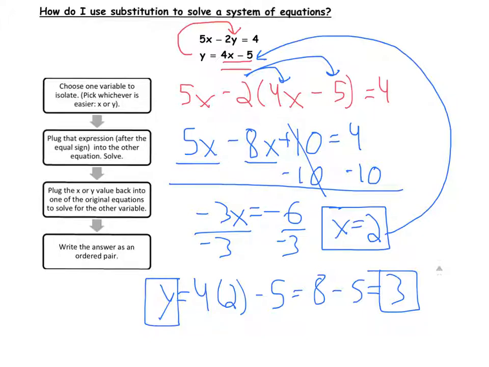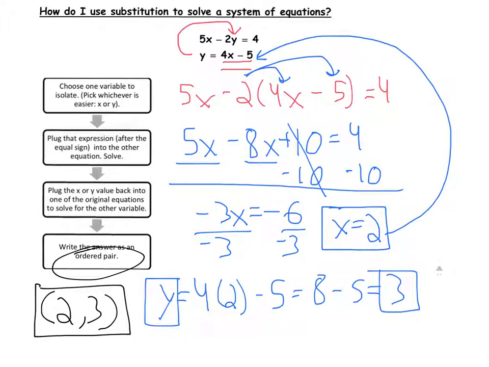But again, we're finding the point of intersection. And so we're going to write our answer now as an ordered pair, which just means x comma y. So x comma y, that is the point of intersection to the two lines, 2 comma 3. So if I took both of these, solved them for y, graphed them like we did the last 2 days, they would intersect at 2 comma 3. Okay? So that's basically substitution. All right? That's basically it.